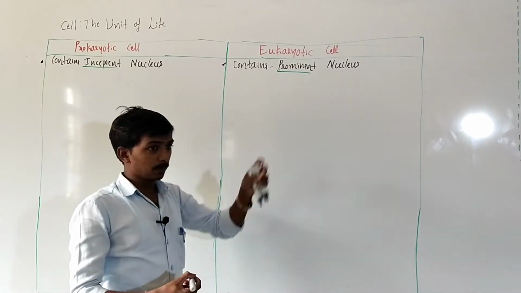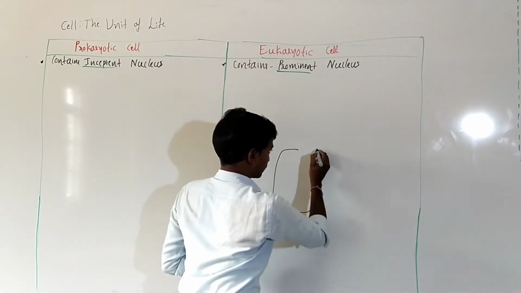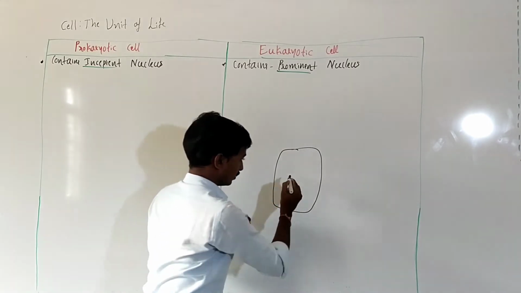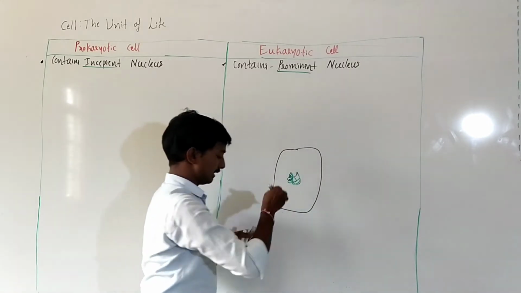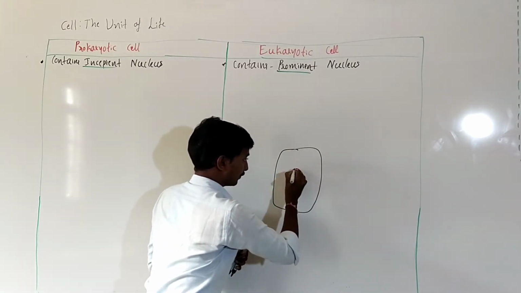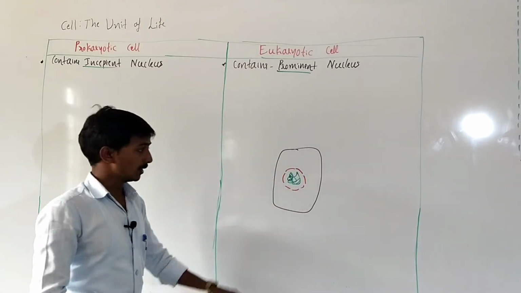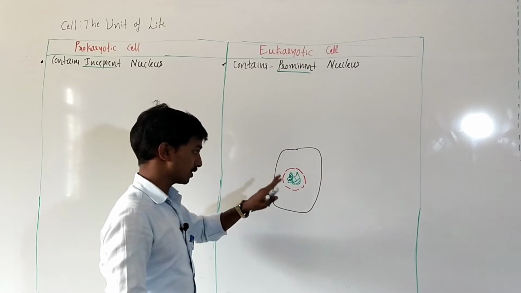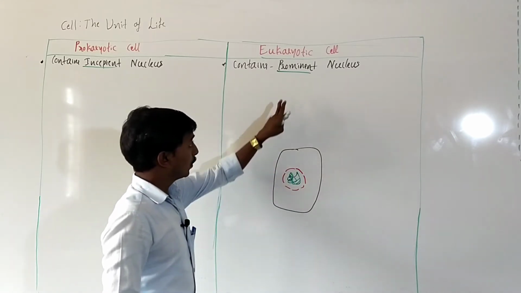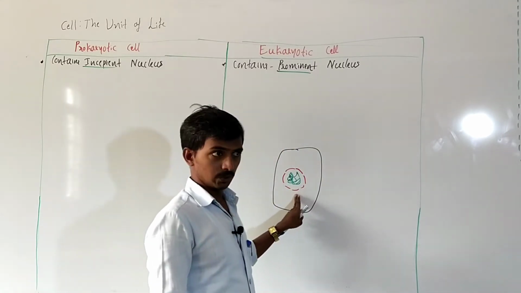First we will see what a prominent nucleus in a eukaryote is. We have a cell, either a plant cell or an animal cell, and there is genetic material in it. In eukaryotes, the genetic material is covered by a nuclear membrane. Because of the presence of the nuclear membrane, the nucleus is known as a prominent nucleus, advanced nucleus, or well developed nucleus.